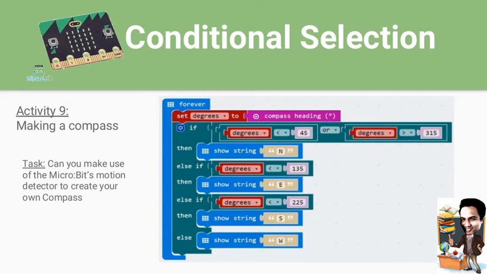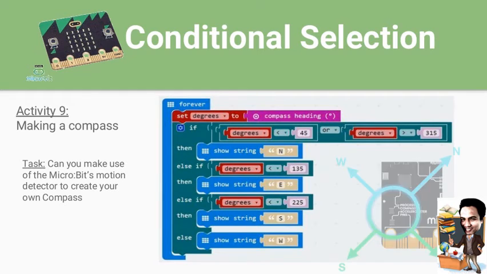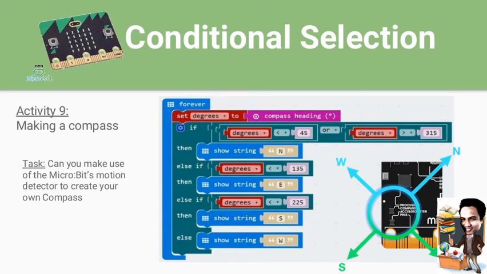Activity 9. Making a compass. Task: can you make use of the Microbit's motion detector to create your own compass?